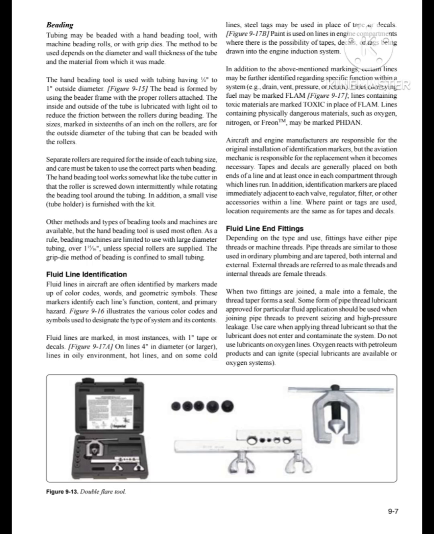And the next topic is beading. Tubing may be beaded with a hand beading tool, with machine beading rolls, or with grip dies, and the method to be used depends on the diameter and wall thickness of the tube and the material from which it is made. The hand beading tool is used with tubing having 1/4 to 1 inch outside diameter, and the bead is formed by using the beader frame with the proper roller attached. The inside and outside of the tube is lubricated with light oil to reduce the friction between the rollers during beading.